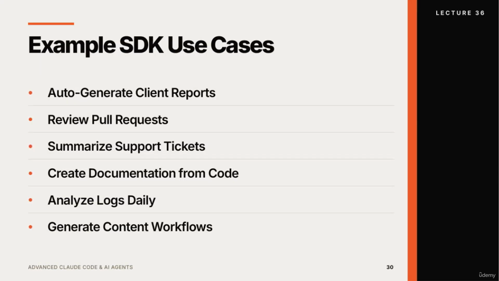Here, we have several practical examples of how the SDK can be used to streamline and enhance various workflows. For instance, auto-generating client reports saves time by compiling data into comprehensive summaries automatically, freeing up your team for higher value tasks. Reviewing pull requests becomes more efficient when the SDK helps identify key changes or potential issues quickly. Summarizing support tickets transforms large volumes of customer feedback into actionable insights, improving response times and customer satisfaction.